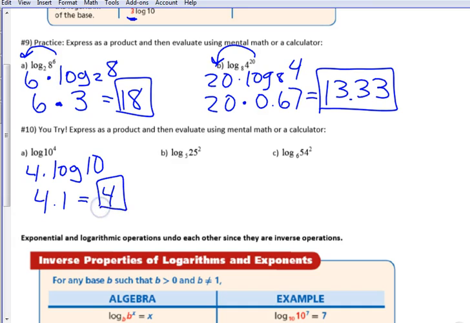Good. All right, part B, what did you do first? I brought my 2 down. So you have 2 log base 5 of 25. How did you evaluate log base 5 of 25? It is 2. So my evaluation here is equal to 4.